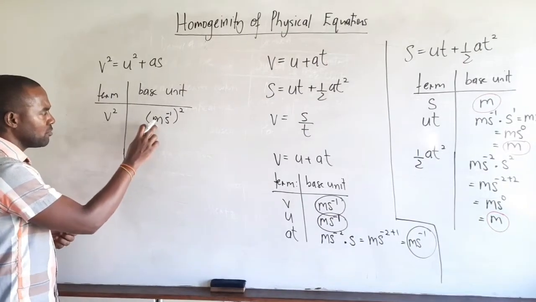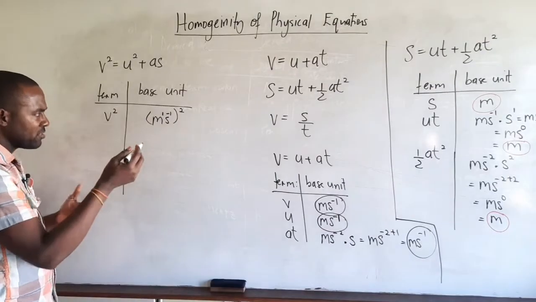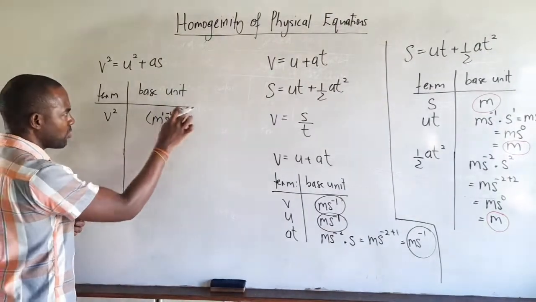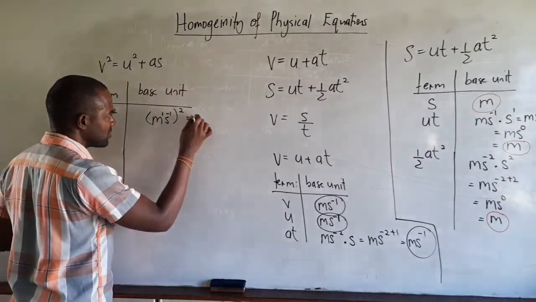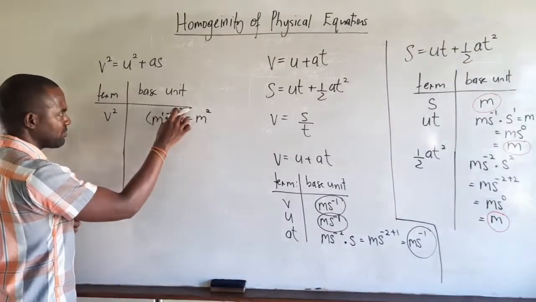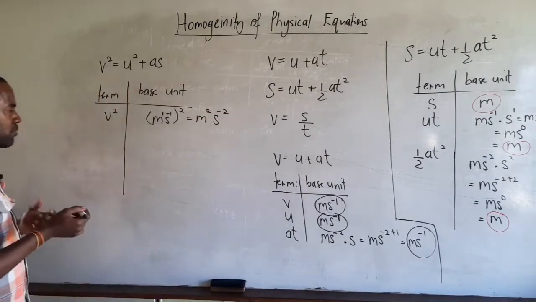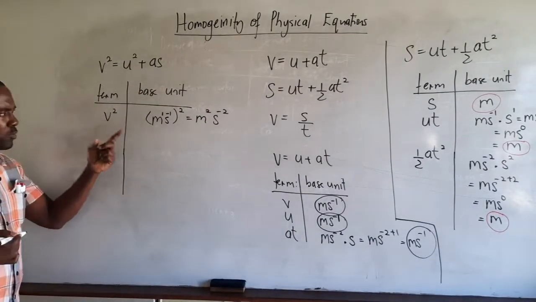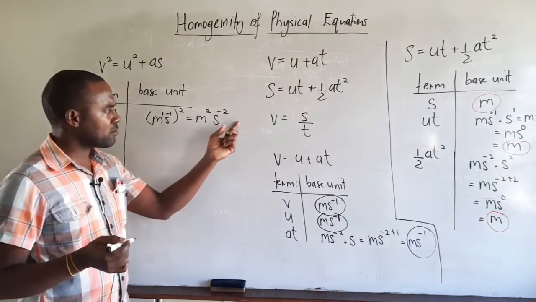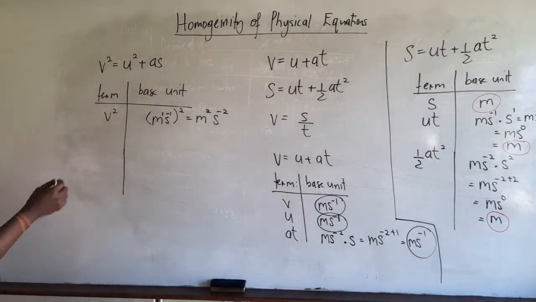So this meter would essentially be meter to the power of 1. So when you square this, the 1 times 2 gives us meter squared. And then s to the minus 1 times 2, that is s to the power of minus 2. So the base unit of v squared would be meter squared per second squared. Right? Now let's check the second term, u squared.